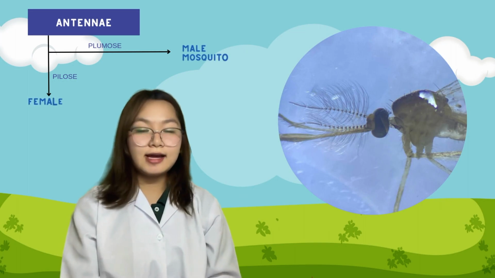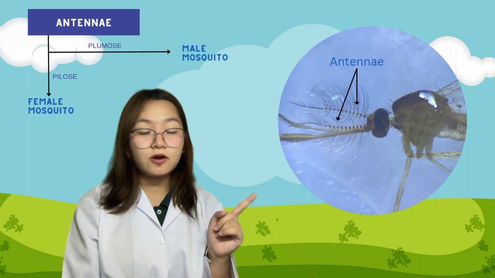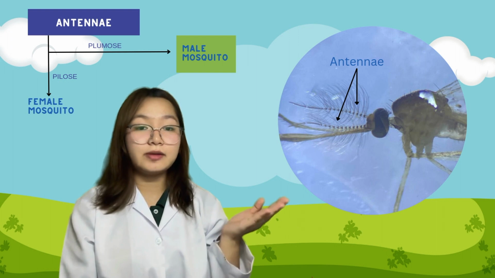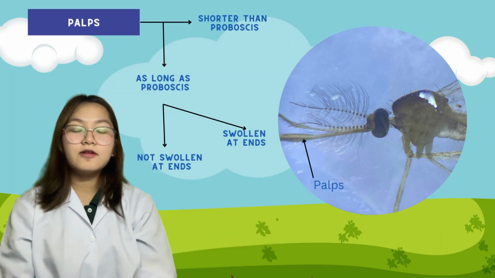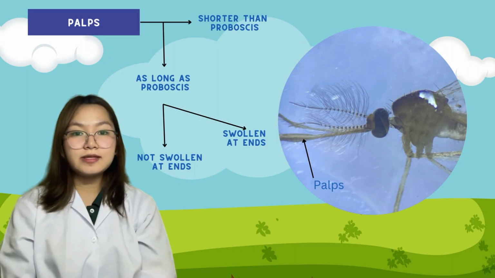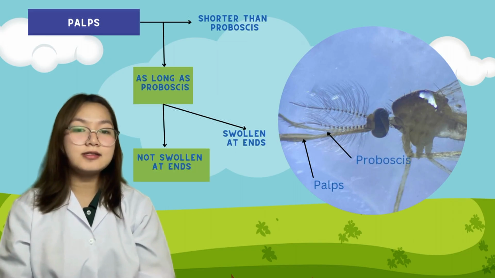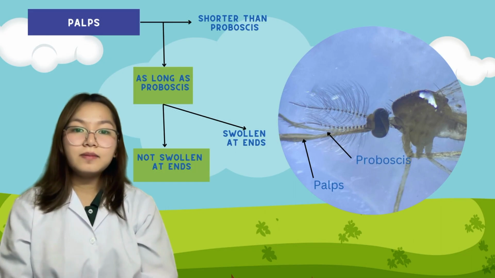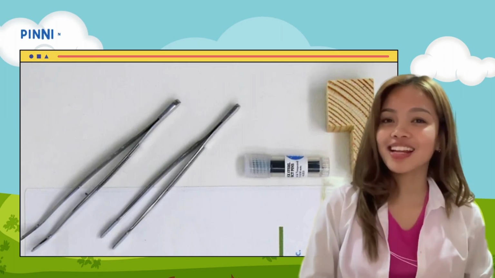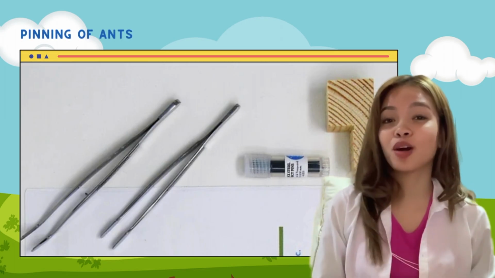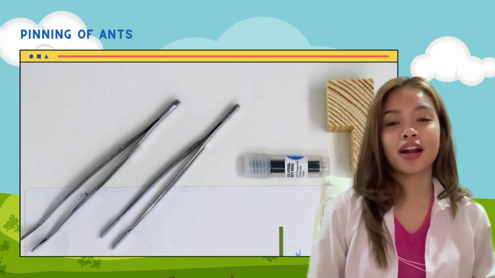Next, we look for its antennae. Since it is plumose or feathery, we can tell that it is a male mosquito. Then, we observe the length of its palps. For this mosquito, its palps are as long as its proboscis and are not swollen at the ends. Combining this information, we were able to identify this mosquito as a male Culicinae. Based on our last experiment, we discovered that our genus is Paratrechina.